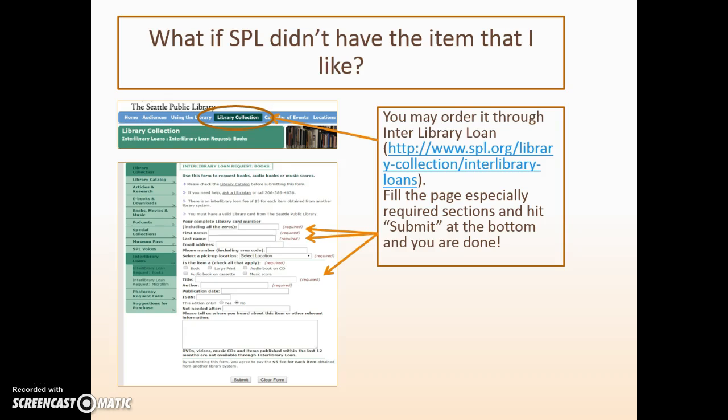Another way is to use our interlibrary loan system. From our homepage, go to our library collection, and then you will find a section on the left called Interlibrary Loan. You need to fill required areas and scroll all the way down, then hit Submit. It may take about 10 days for the item to get to SPL, and you will receive an email notification.